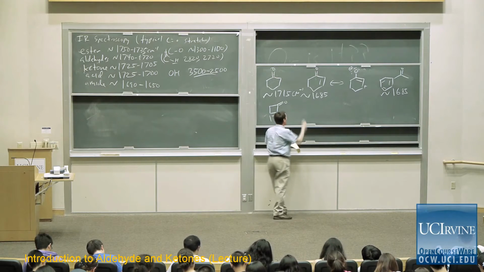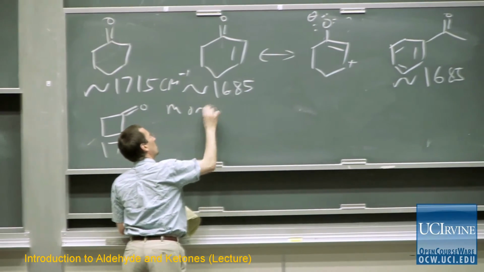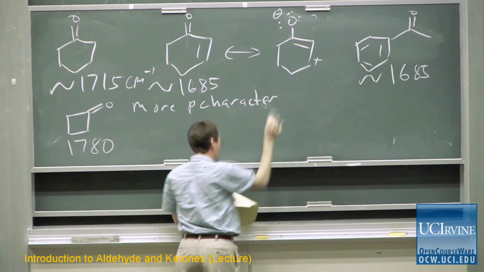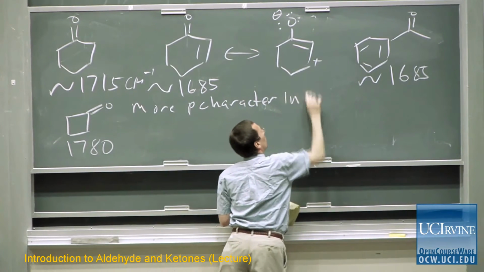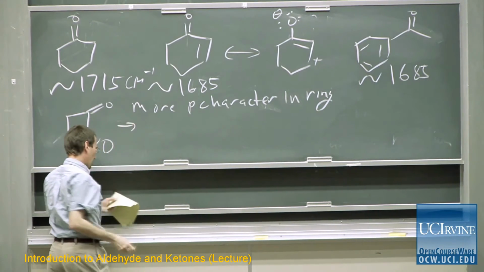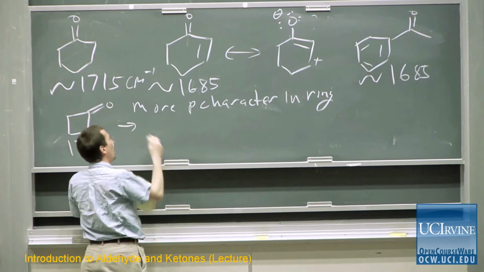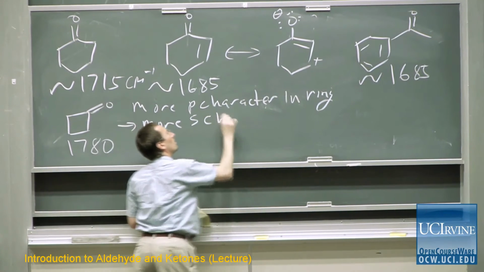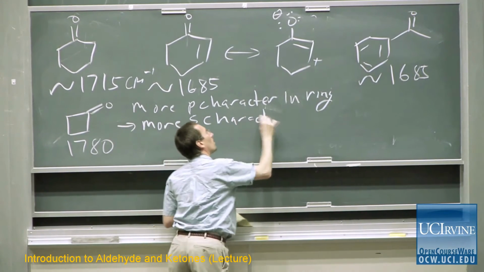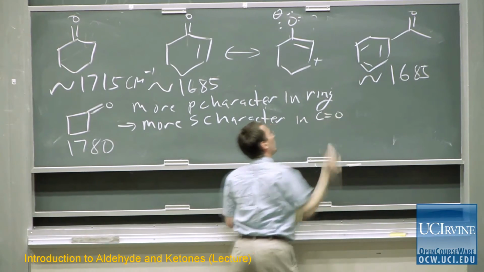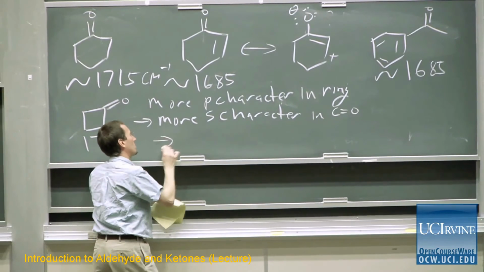And I'll just jot this down: more p character in the ring leads to more s character in the CO bond, and that leads to a stronger CO bond.